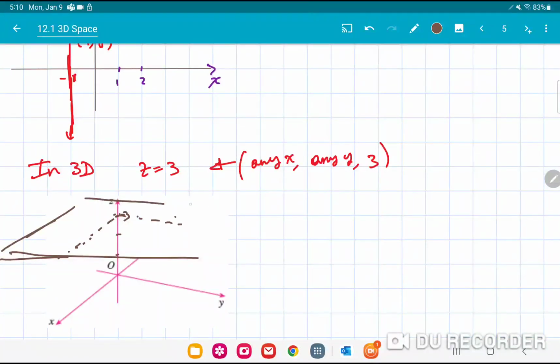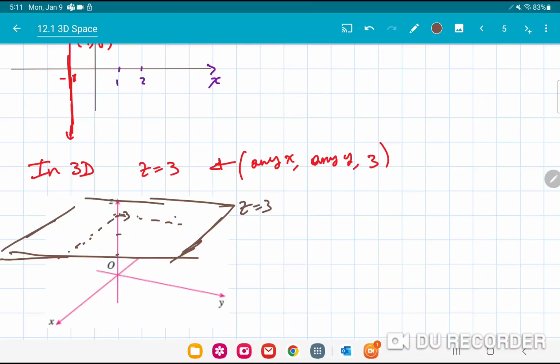Is this plane here, parallel to the xy plane, but hovering up 3 units, the graph of the plane z equals 3.